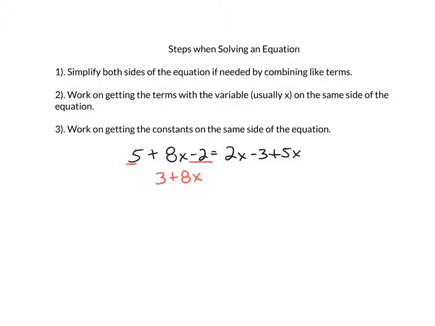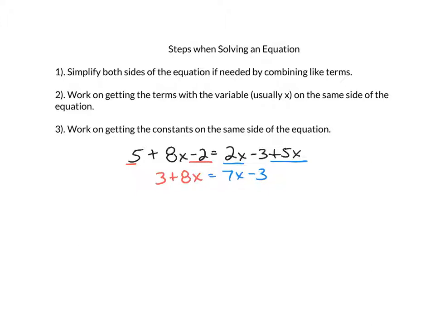It is 3 plus 8x. On the right-hand side, I also have some like terms, 2x plus 5x. 2x plus 5x gives me 7x. So I have 7x subtract 3.